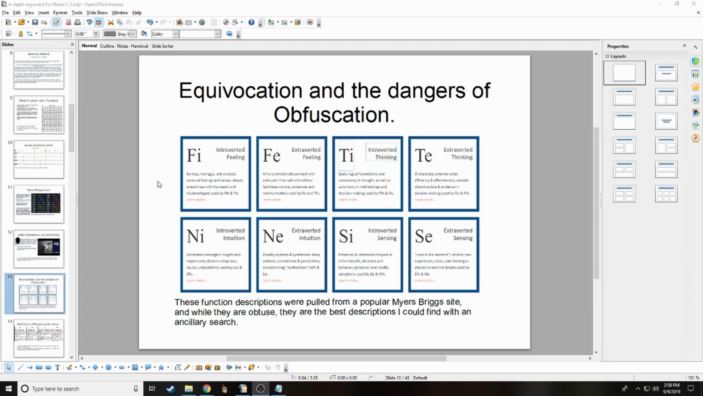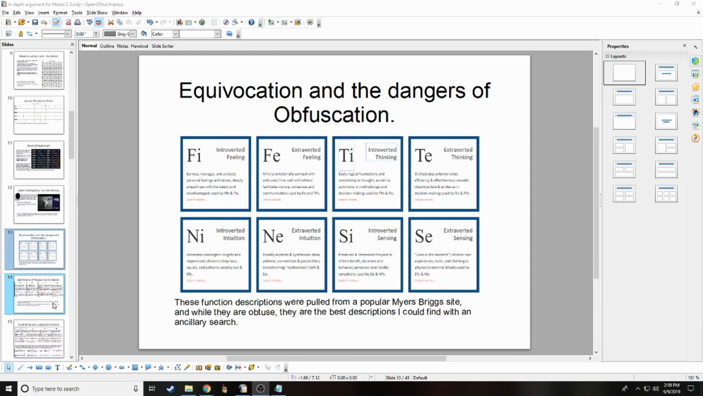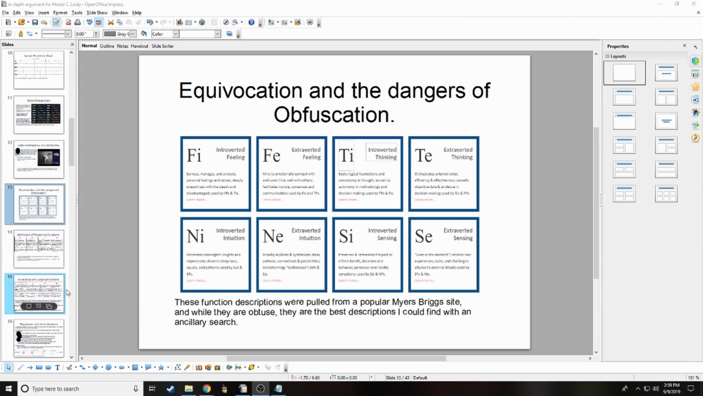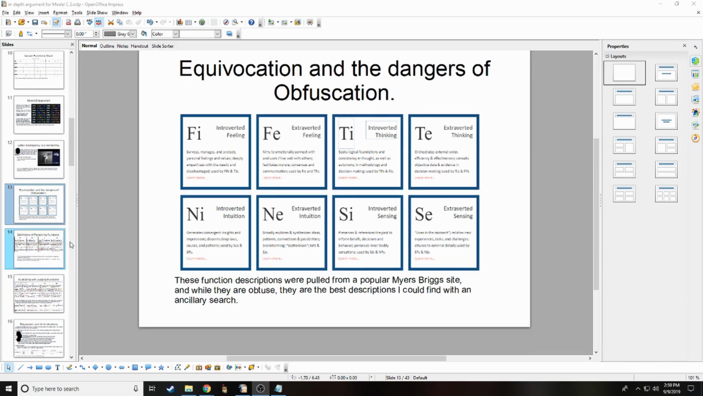as according to Myers-Briggs. And as I say here, these are fairly obtuse definitions, but they're the best descriptions I could find in my little research. If you have better definitions, then let's collaborate and work on some stuff together. Okay.